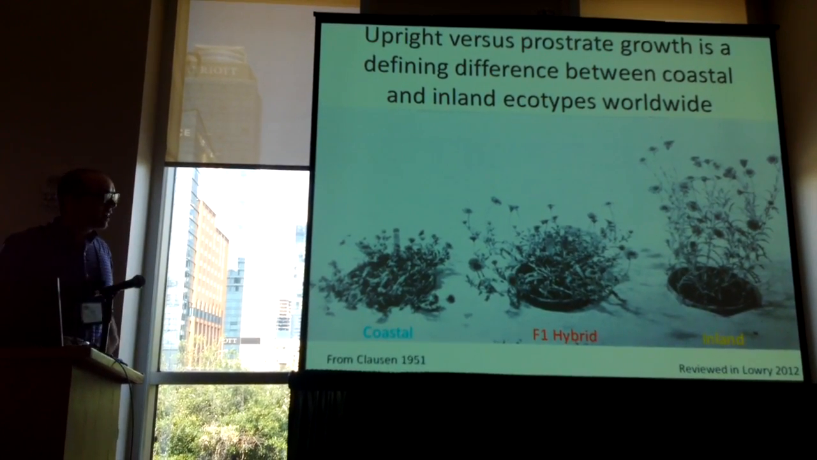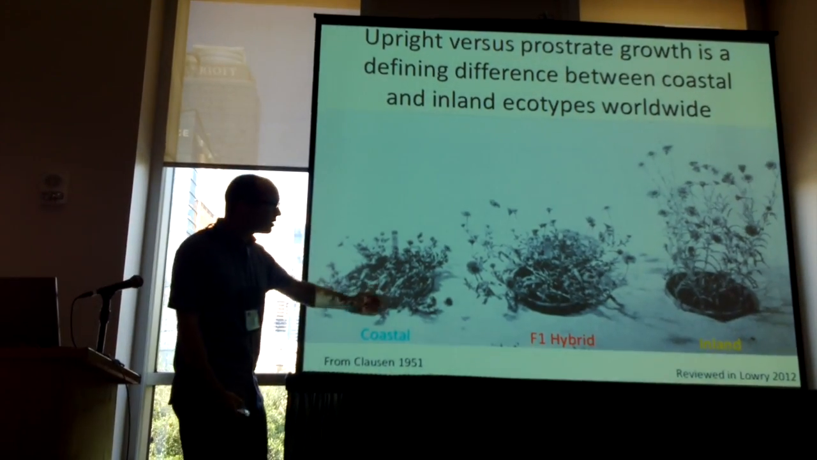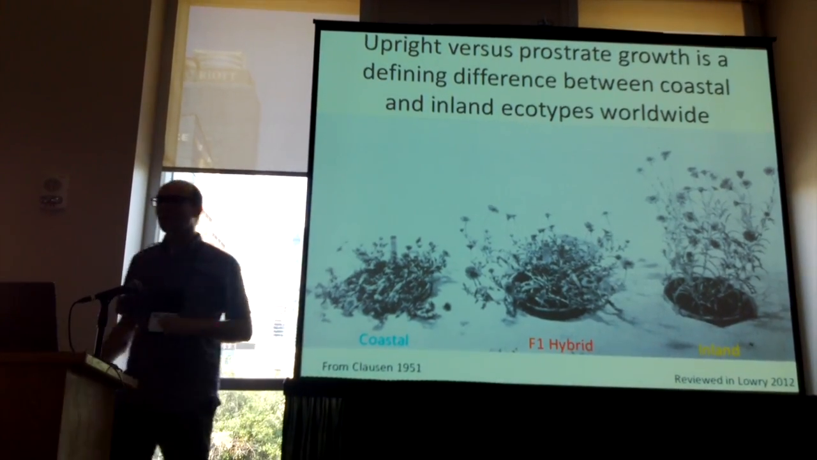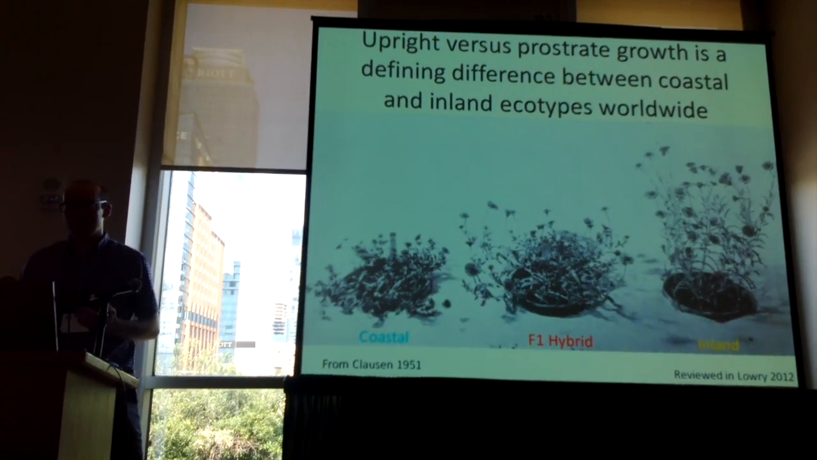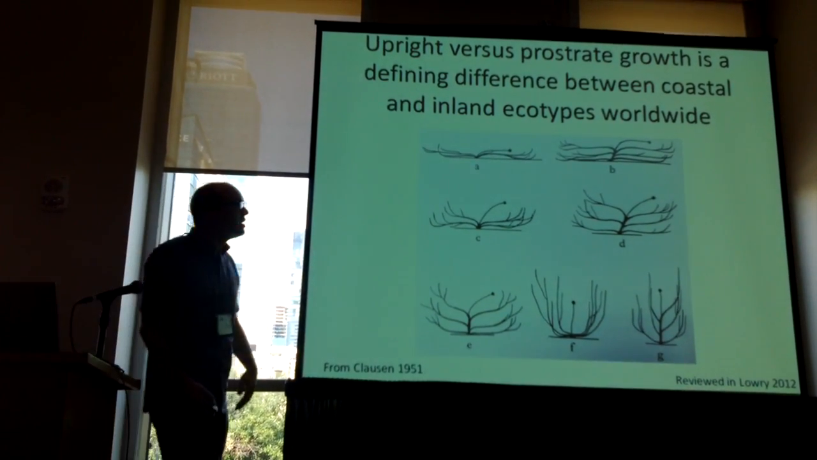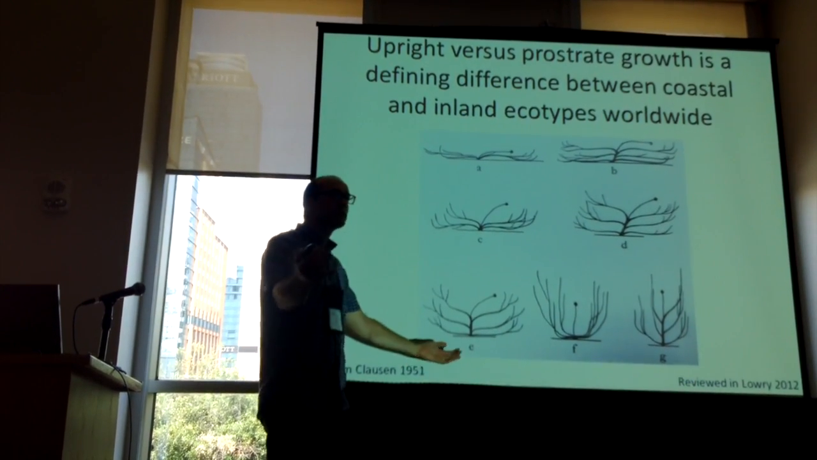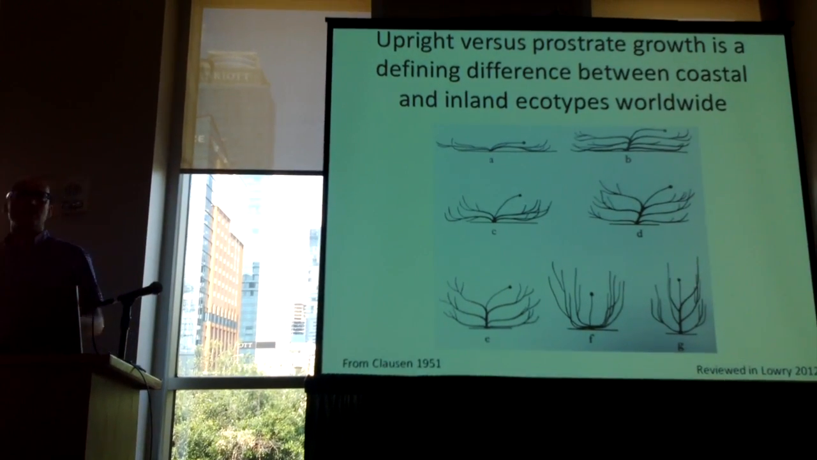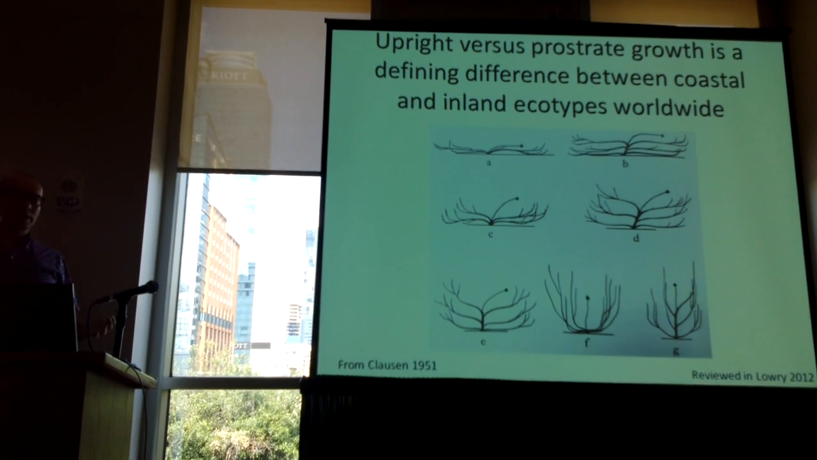So Clausen, Keck, and Hiesey also found these coastal plants that are prostrate and these inland ones that were upright. And if you make an F1 hybrid, you get sort of an intermediate one. And if you go to the F2 generation, you get ones that are upright, ones that are prostrate. And we see this pattern all around the world, but we don't know what causes it at all. We have no idea what the underlying genetic mechanisms are.